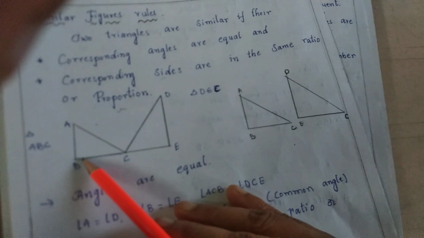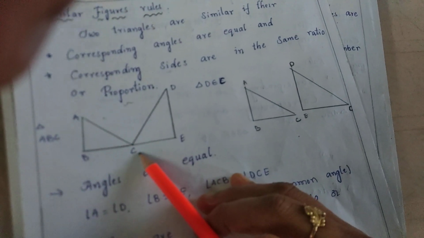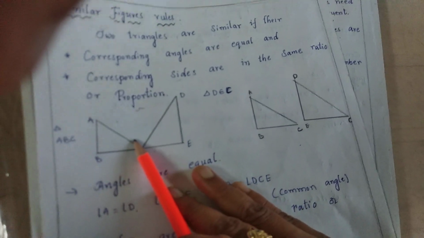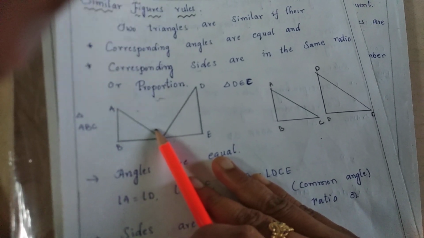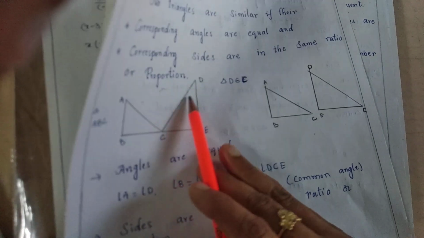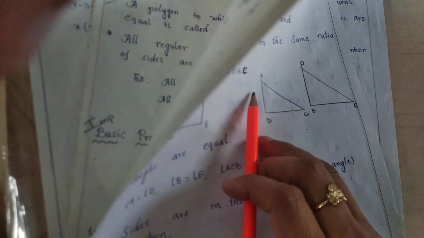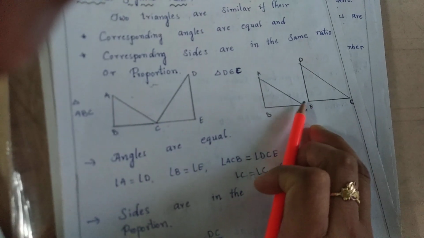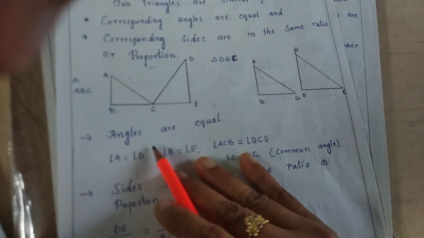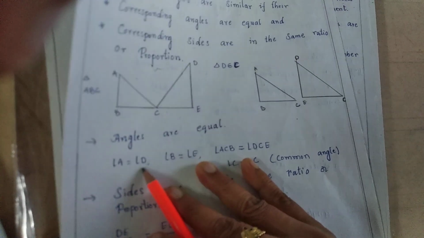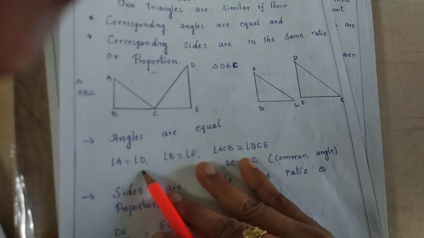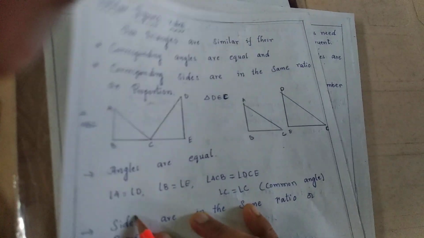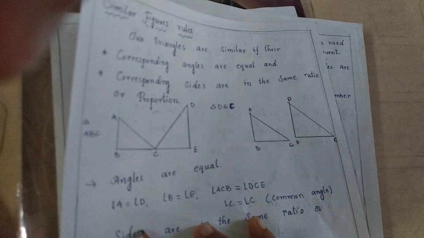Look at the diagram. I draw two triangles, ABC and DEC, here with clarity. First rule is that the angles are equal. Angle A equals angle D, angle B equals angle E, and angle ACB equals angle DCE. So angle C equals angle C, which is a common angle.